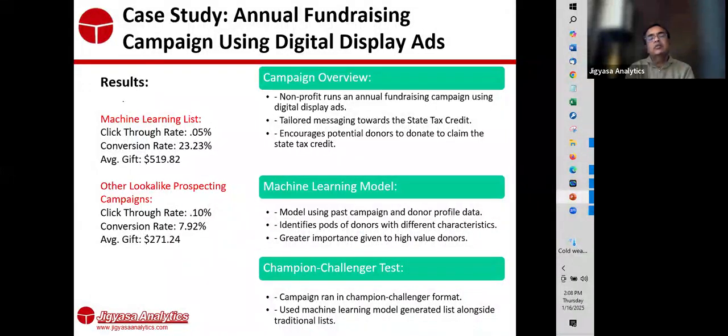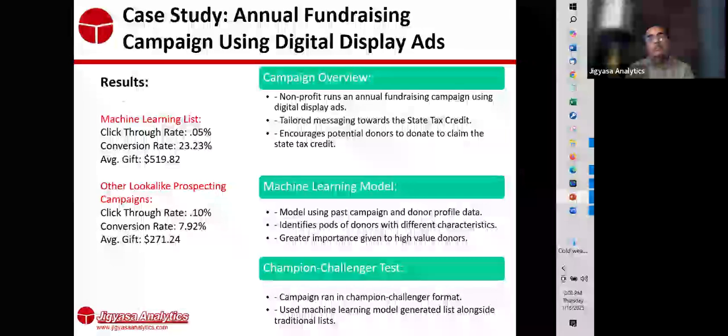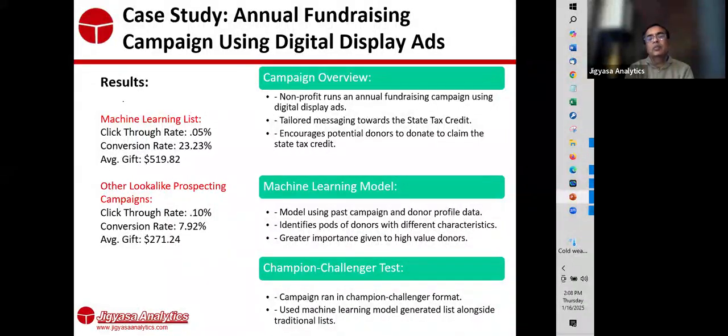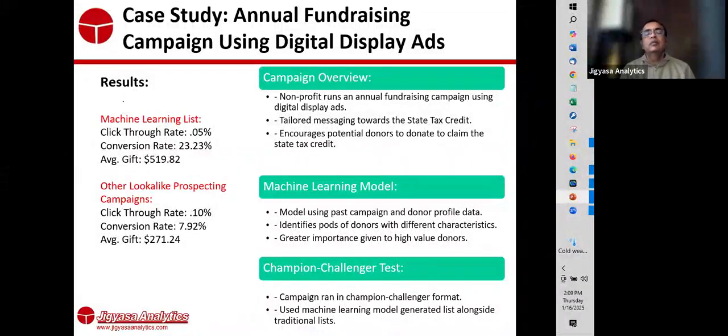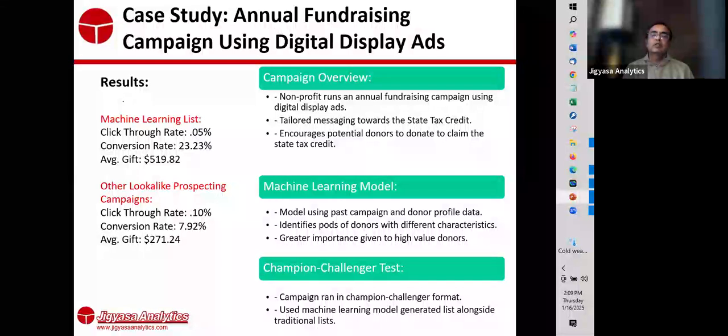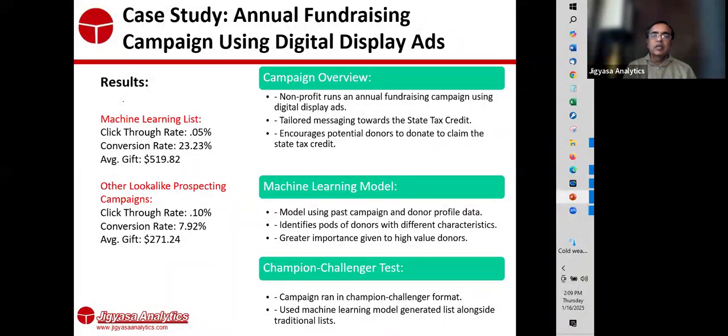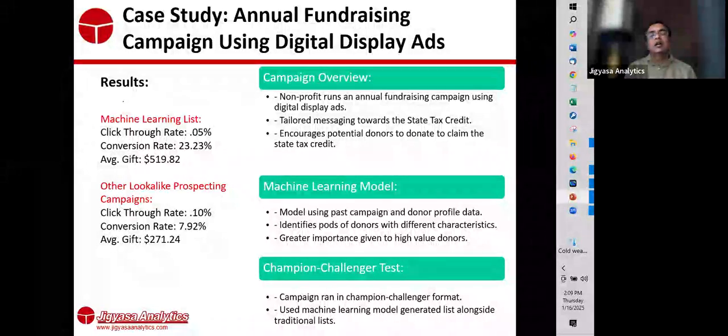But in terms of click-through rate, the existing prospect list does better, and that's a trade-off we will be talking about, and I will talk a little bit more about. But given the goal of getting high value donors, you see the average gift amount is significantly higher for the machine learning model compared to the traditional model. So is the conversion rate. And I will bring out why we see the results we see a little bit more.